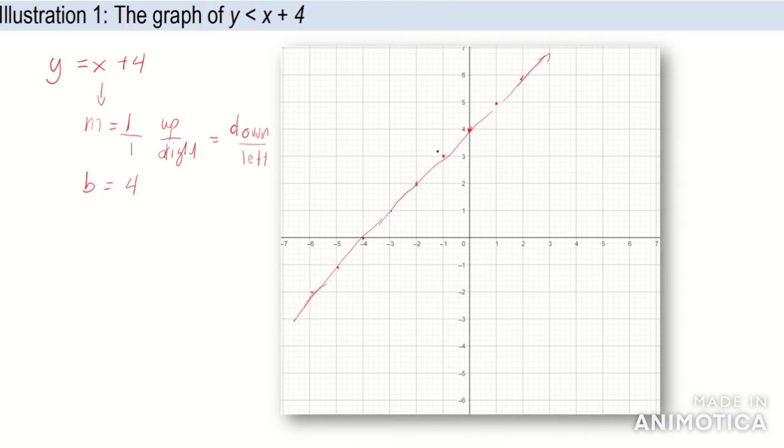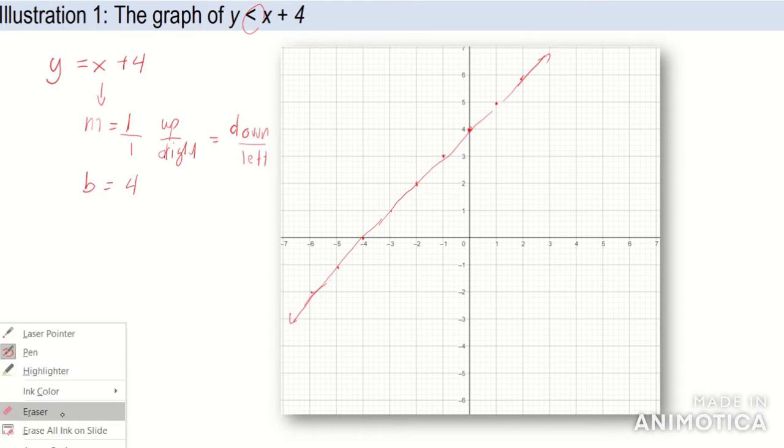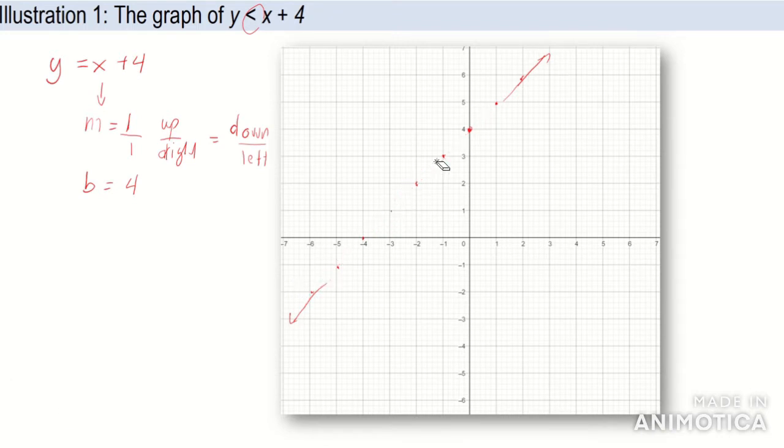But since our inequality is less than, the points lying on this line are not included. So instead of drawing a solid line, let's draw a broken line or dashed line. So let's erase this one. So we have now the dashed line.